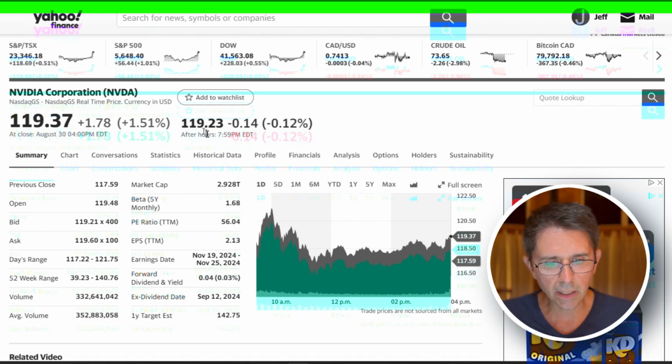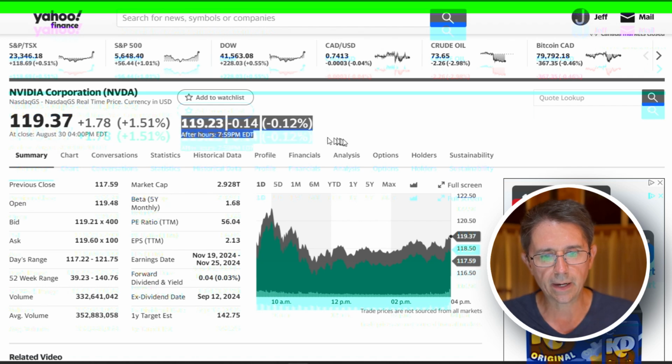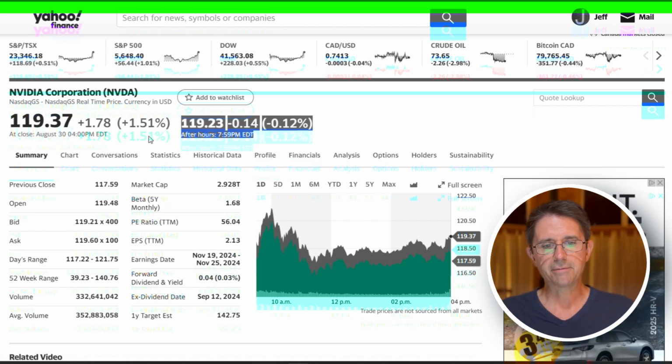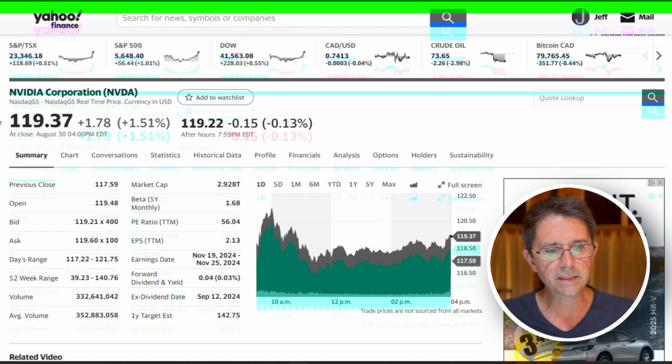You can see actually it's still trading right now. It just moved a little bit in the after hours. But as you can see, it's not moving that much, and that's because a lot less people are trading right now. So they're off doing other things. So that was the close in the main session as of 4 o'clock, and then this is the after hours trading here. You can see it's down a little bit, but was up 1.51% in the main session.